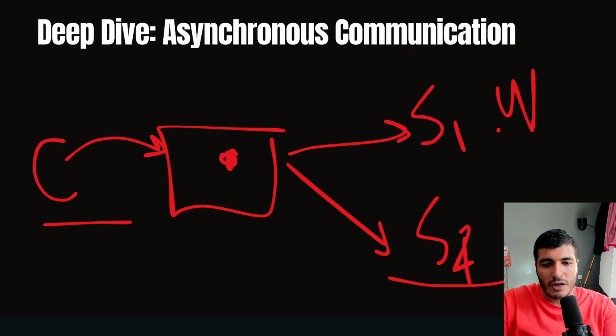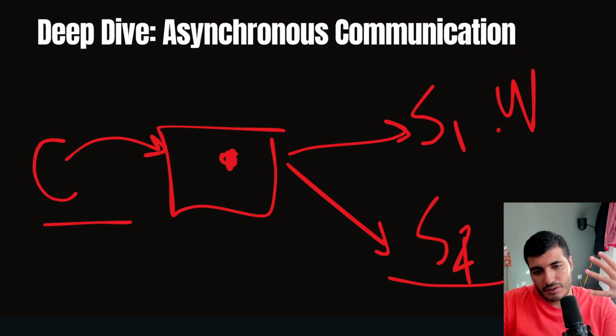Number two, improved responsiveness. The sender doesn't block, it sends the message and immediately responds to the user, improving the user experience for long-running tasks. Scalability and load leveling is also one of the pros, because queues act as a buffer, absorbing sudden traffic spikes. Consumers can process messages at their own pace, and you can easily add more consumers to handle increased load.